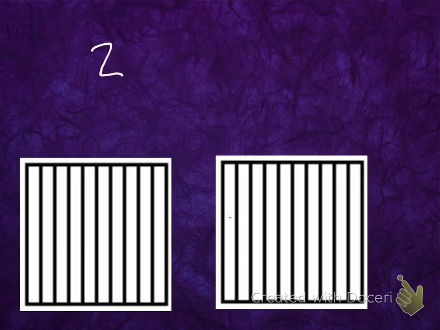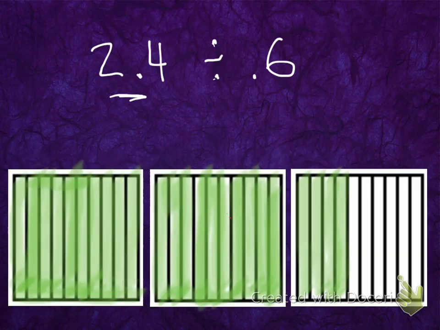Let's take this next example. We have 2 and 4/10 divided by 6/10. What we're going to do with our base 10 blocks is represent our dividend, which is 2 and 4/10. What you can see here is I have two whole boxes filled in to represent our two wholes, and I have 4/10 of the third box filled in. So I have the dividend represented with the base 10 blocks, 2 and 4/10.